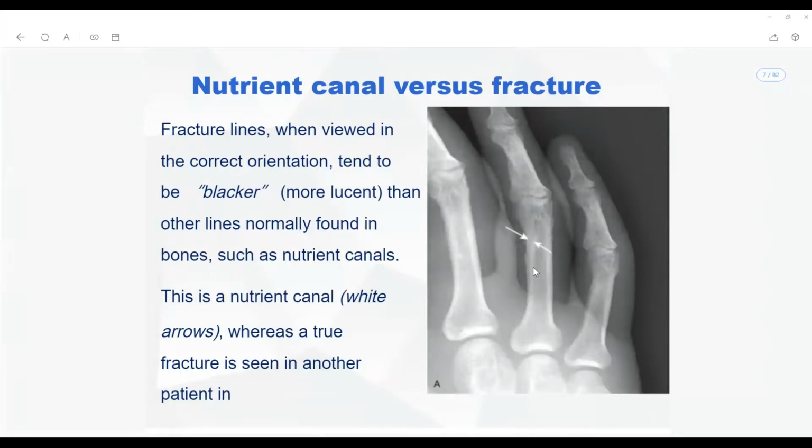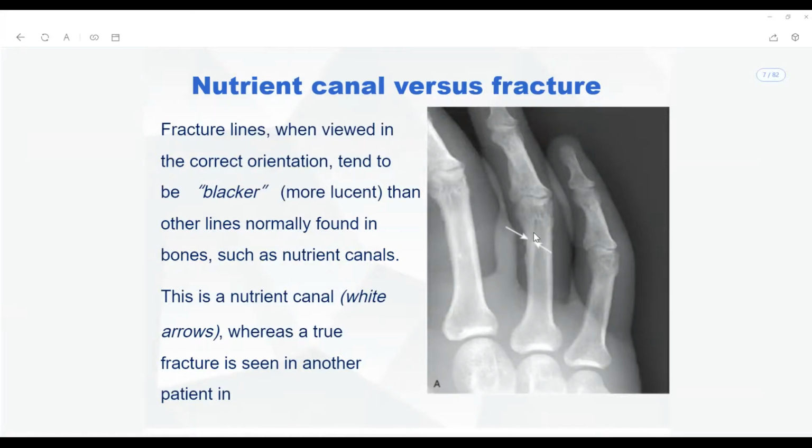Such kind of problem generally happens when you are changing the view of the bone, when you are trying to move it into oblique views. Generally this one is the oblique view of the hand. So a different view of the hand or a different view of a bone is likely to give out a shadow of a nutrient canal. But how does a fracture look?